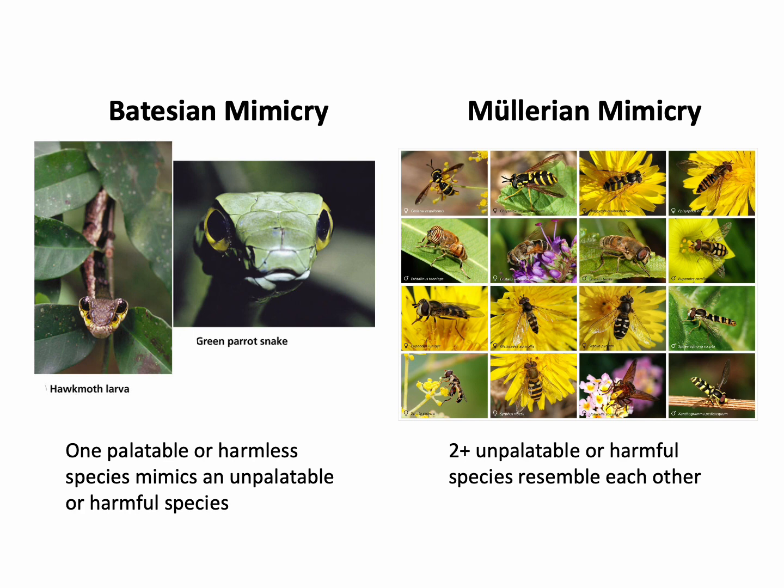Let's say you're an Instagram influencer and you're just starting out and you don't have a lot of followers. Well, one thing you could do is collab with someone that has a lot of followers and get your name out there, right? Kind of the same thing, except this time it's with coloration and being distasteful or harmful. So this type of mimicry that involves more than just one species copying another is called Mullerian mimicry.